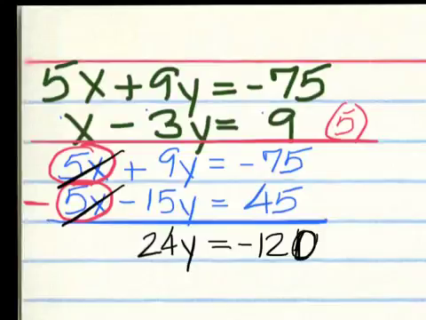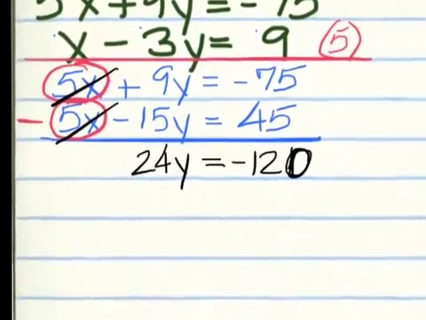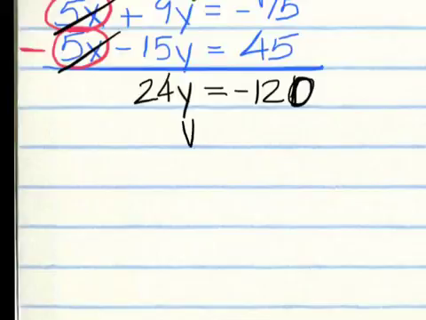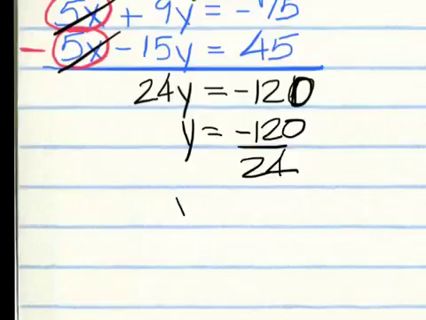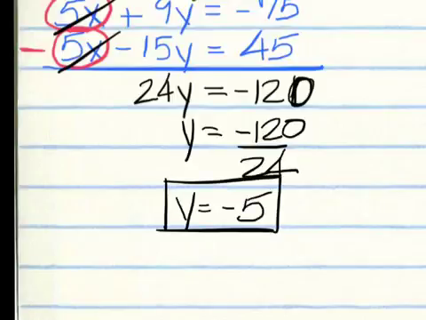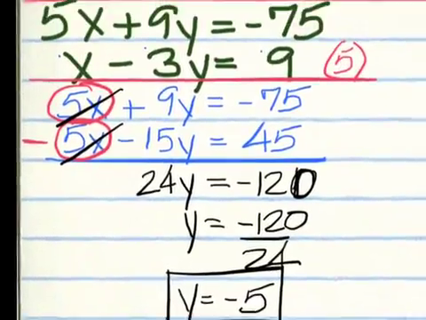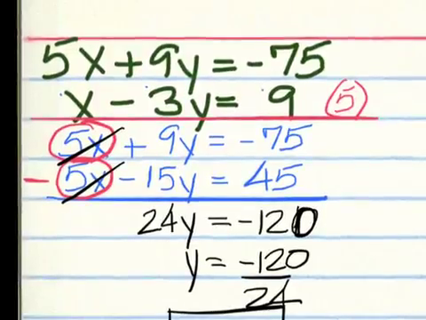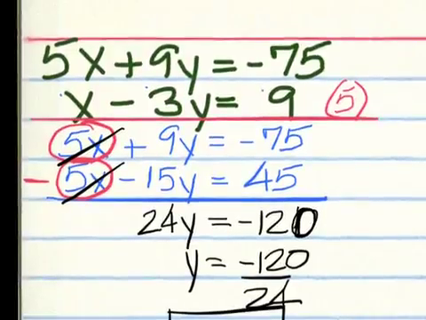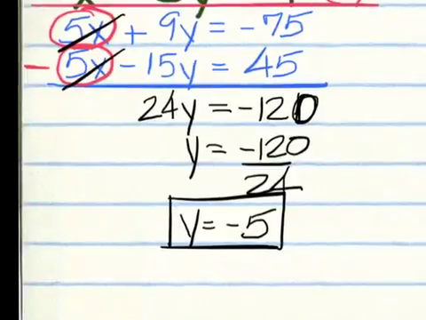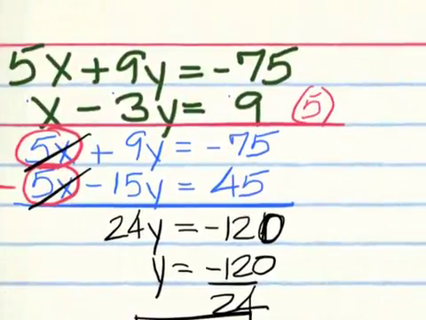And you would solve for y from there. Divide negative 120 by 24 to come up with negative 5. And once you get a value for y, you have to determine which equation you're going to use back at the top. It looks like the bottom one is easier, x minus 3y equals 9. So we're going to plug negative 5 in for y in the equation on the bottom.